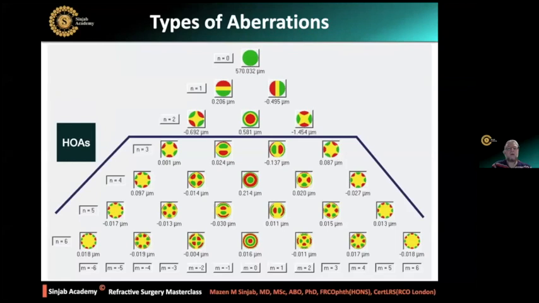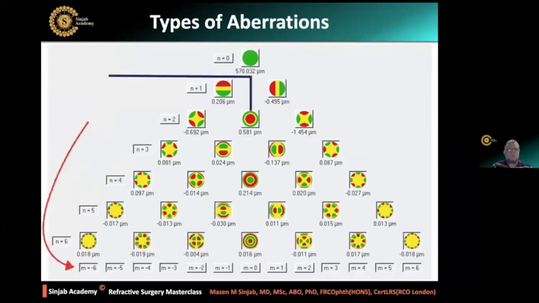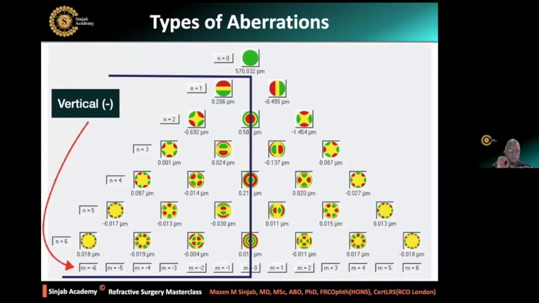Then we come to the higher order aberrations. Higher order aberrations start from N3 and go downward. Usually, up to the sixth row are considered significant. Otherwise, N7 and after are not taken into consideration in the treatment or in the diagnosis because they have a very insignificant impact.